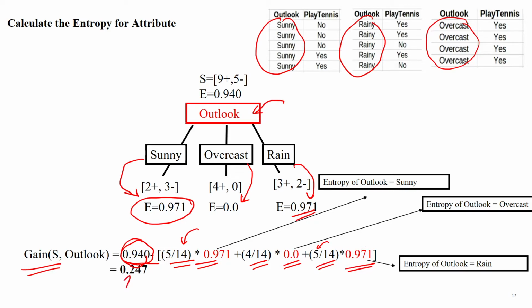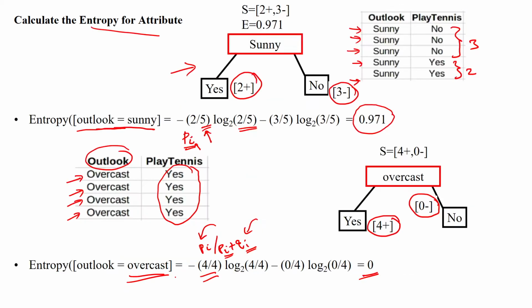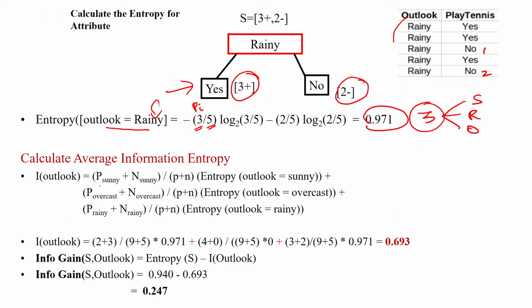When you substitute the values, you get 0.247. That's what is given here. The number of samples when the value is sunny, the number of negative samples when the value is sunny, divided by the total number of samples in the given data set, then the entropy of outlook equal to sunny, plus the second attribute overcast, plus the third attribute rainy. When you substitute the values, the average information for the outlook is 0.693.